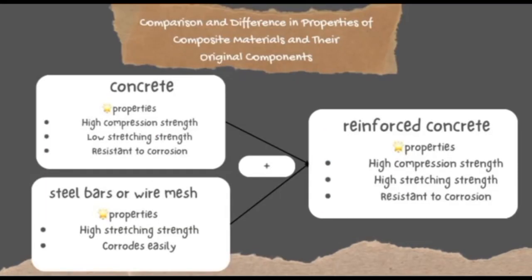So now, let's look at the comparison and difference in properties of reinforced concrete. The properties of concrete are high compression strength, low stretching strength, and resistant to corrosion, while the properties of steel bars or wire mesh are high stretching strength, and corrodes easily. So, when we combine both, we get reinforced concrete, whose properties are high compression strength, high stretching strength, and resistant to corrosion.